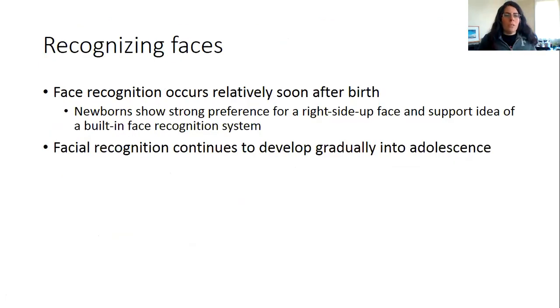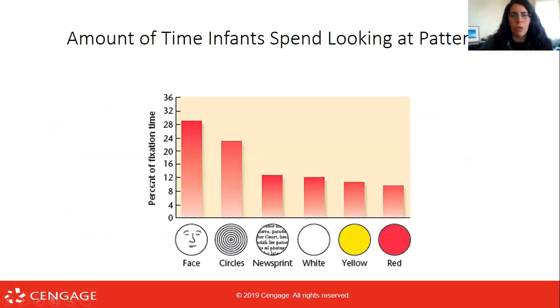Now, what's really cool is how early face recognition occurs. It's very soon after birth. Newborns show strong preferences for right side up faces. If you show infants, newborns, different kinds of stimuli and measure the amount that they look at them, they have preferential attention to faces, which is an indication that they can actually perceive faces.